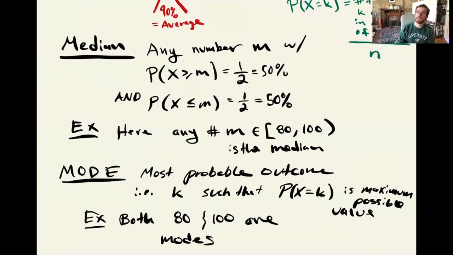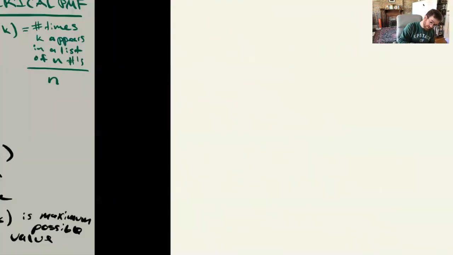Let's consider another case where maybe these numbers are a bit better defined. So let's do some more examples. Maybe let's harken back to our geometric distribution.